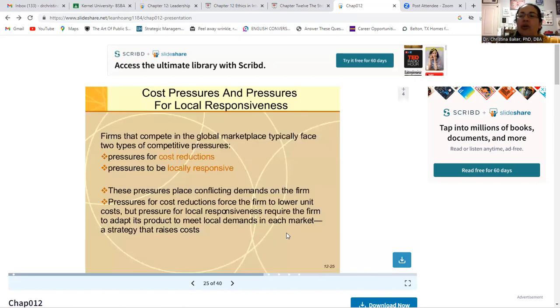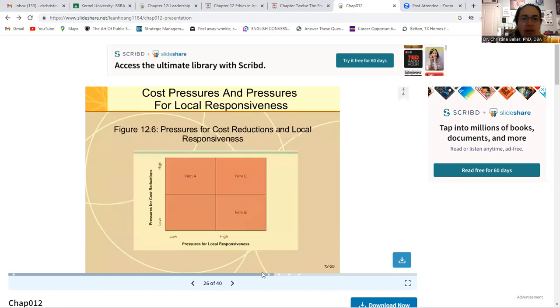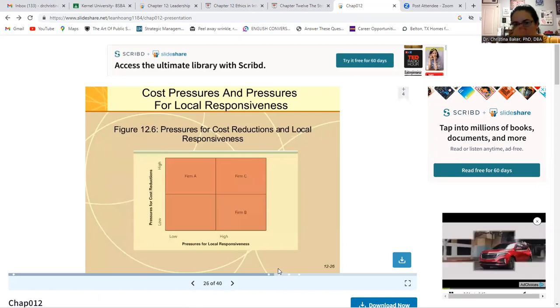Cost pressures and pressures for local responsiveness. Firms that compete in the global marketplace typically face two types of competitive pressures: pressures for cost reductions and pressures to be locally responsive. These pressures place conflicting demands on the firm. Pressures for cost reductions force the firm to lower unit costs, but pressure for local responsiveness requires the firm to adapt its product to meet local demands in each market, a strategy that raises cost.